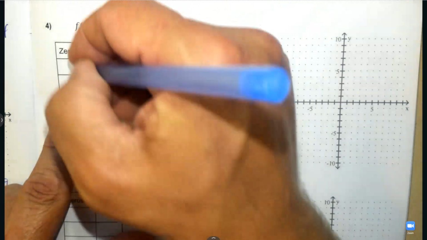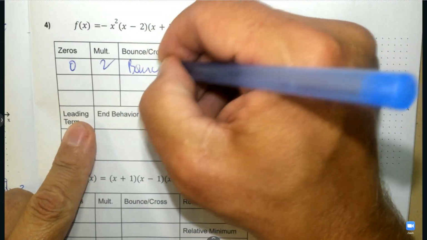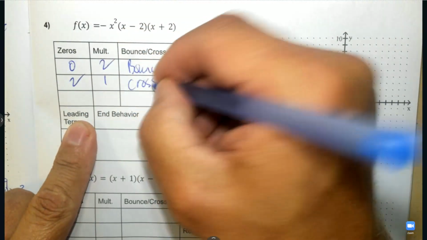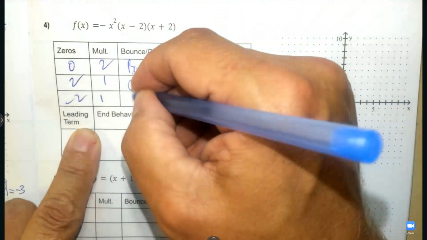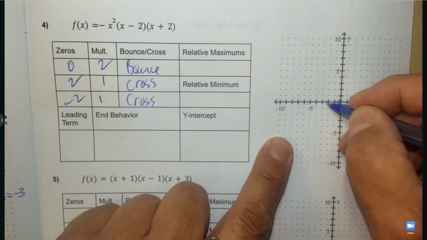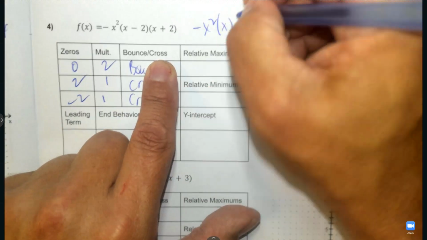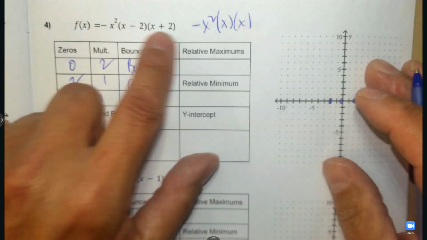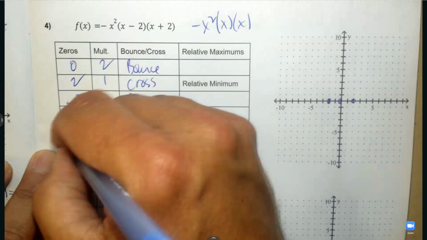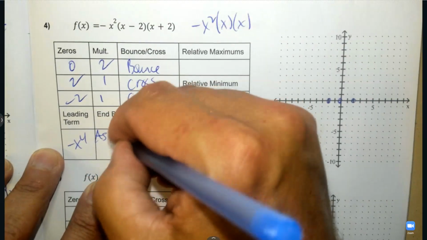Zeros. 0 is a 0. That's an even exponent. It's going to bounce. Positive 2, odd exponent, cross. Negative 2, odd exponent, going to cross. So I'm going to go to 0, then 2, then negative 2. Then I'm going to multiply this out, just the leading terms, and multiply together. If I add the exponents, it's going to be negative x to the 4th, which means both ends go down.